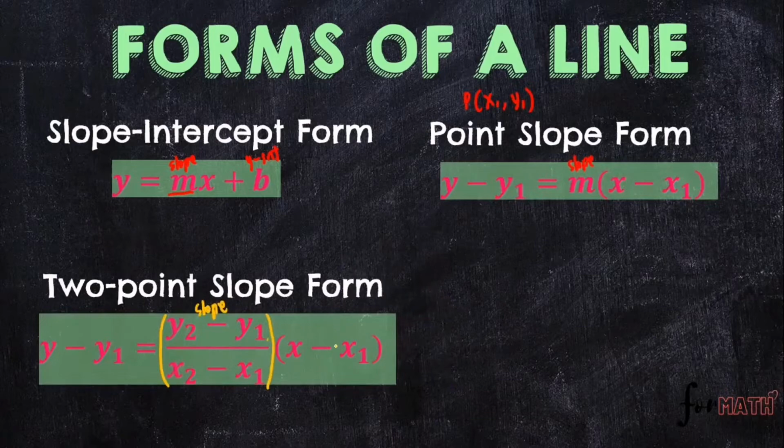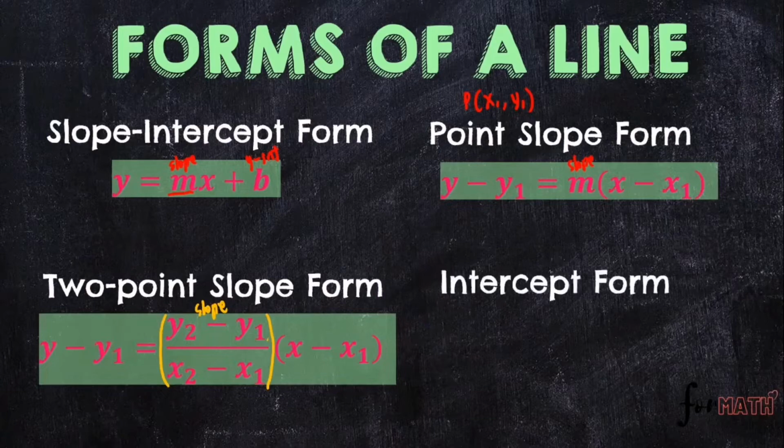And then, 2 points. Bakit siya 2 points? Kasi makikita niyo naman po dito, y sub 2, y sub 1, x sub 2, x sub 1. So, ibig sabihin, may given ka 2 points. Dito kasi sa point slope form, isa lang yung point na given. Dito naman sa 2 point, 2 yung point na given. And then, we have the intercept form.